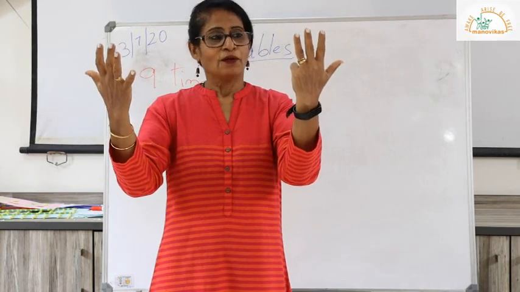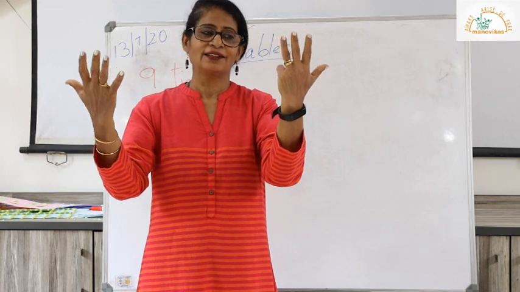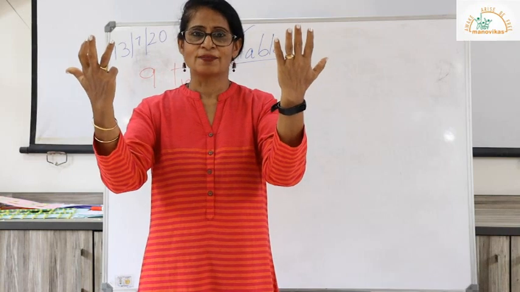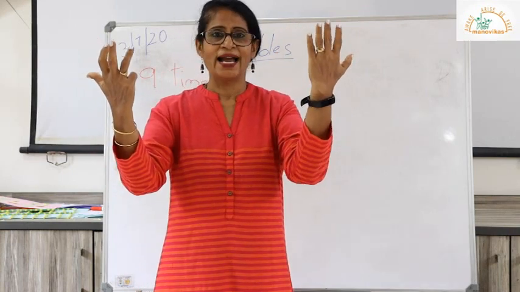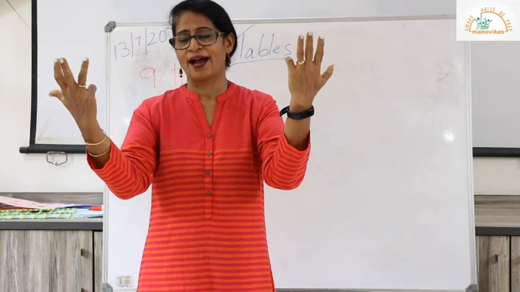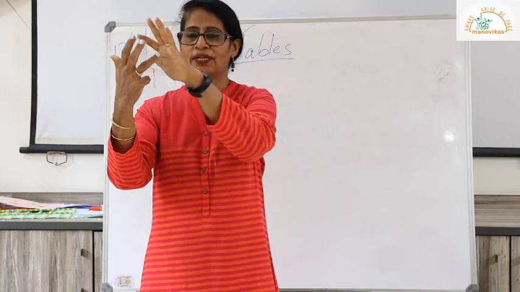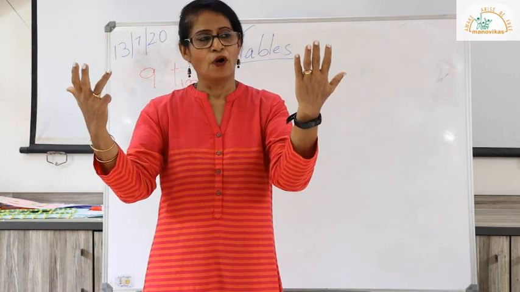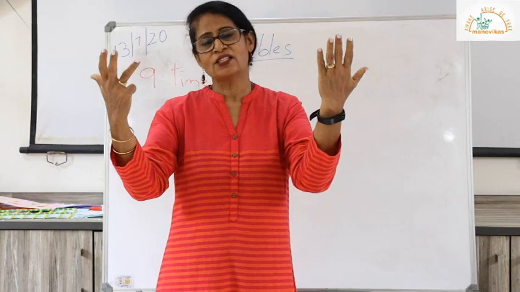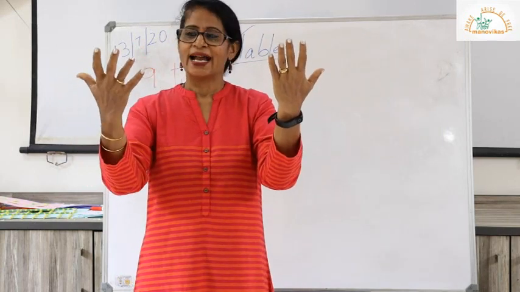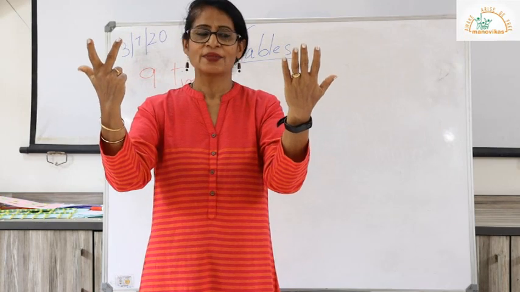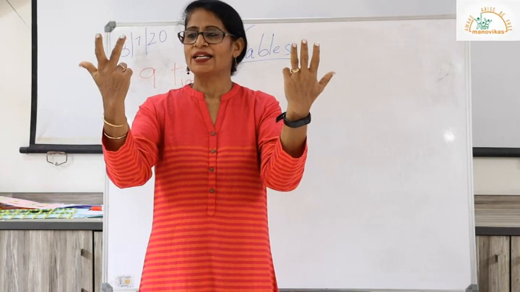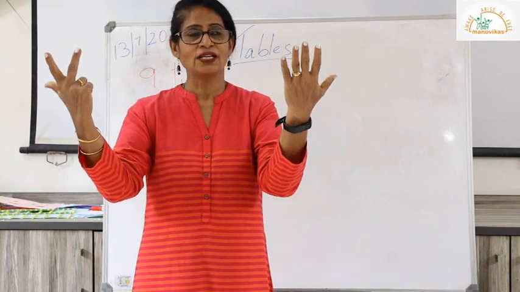So 9 fives are 45. Now I close my sixth finger. And when I close my sixth finger, towards my left I have 5. And towards my right, I have 4. 1, 2, 3, 4. So 5 and 4 makes 54. And that is 9 sixes are 54. Now I close my 7th finger and towards my left, I have 6. And towards my right, I have 3.